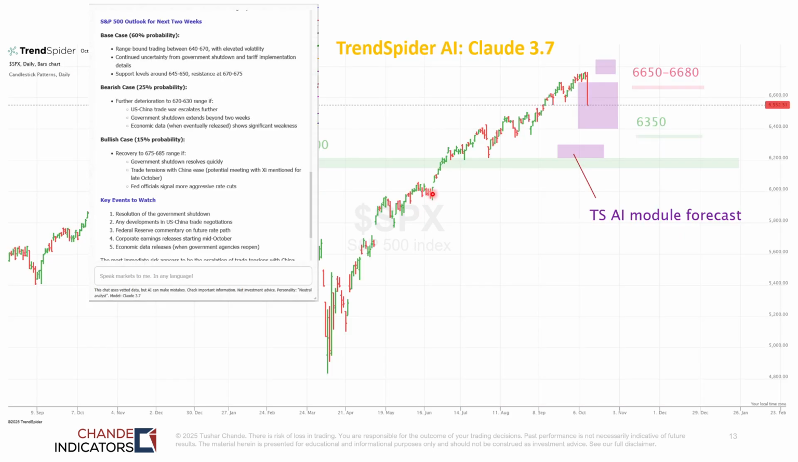I used the TrendSpider AI module to make its predictions, and that's here on the left-hand side. It used the Claude 3.7 model. And then on the right-hand side, I've marked the purple boxes, which are its predictions, that is the AI predictions. And then I've also marked sort of my short-term support, resistance, and support. And there's remarkably good agreement. So I thought the AI did a really terrific job of estimating potential areas of support, and it's also predicting a consolidation. So all in all, a very good prediction from the AI module.